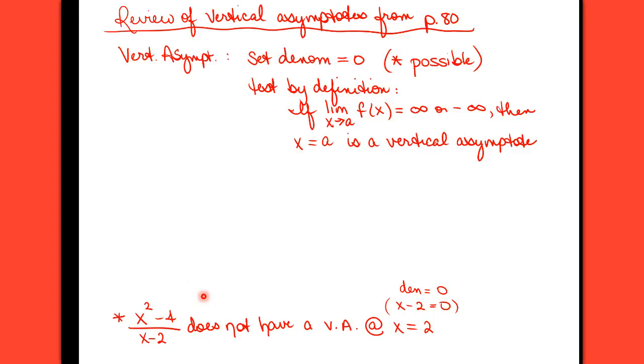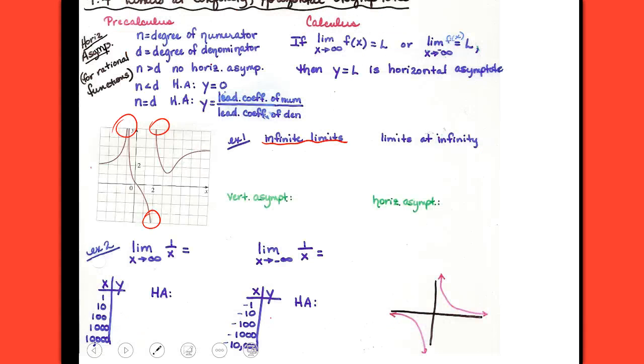asymptote there. So if I had missed reducing that down and I had thought there was a vertical asymptote at x equals 2, if I tested it by taking the limit as x approaches 2 from either the left or from the right, I would see that it didn't go to infinity or negative infinity.